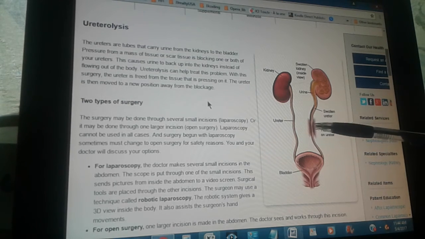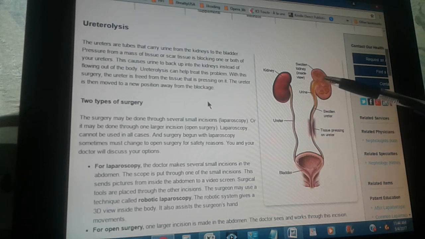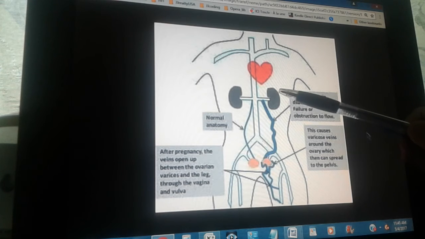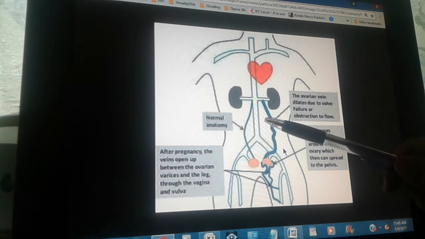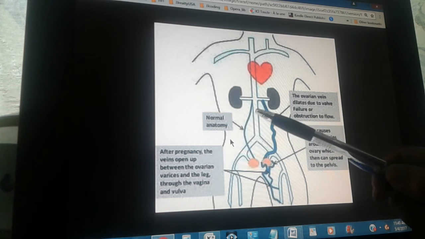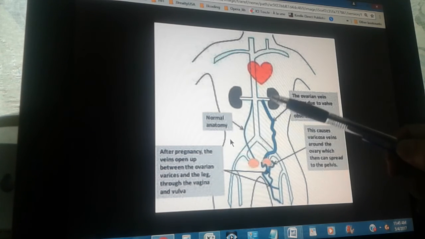Now ureterolysis is when you remove the ureter from the pressure, take it outside so the urine can go down from the kidney to the bladder. And what kind of pressure could it be? That's the ovarian vein. Can you go to the other image? Okay, this is the kidney. The ureter is somewhere here. It's not in the graph because we only have the ovarian veins. This is a regular ovarian vein, and this is a varicose vein.